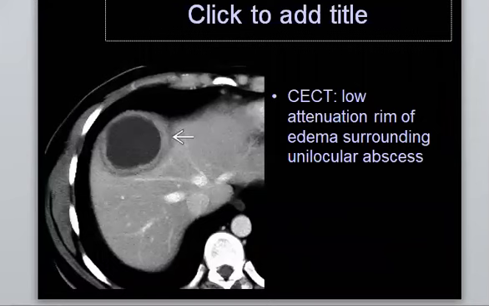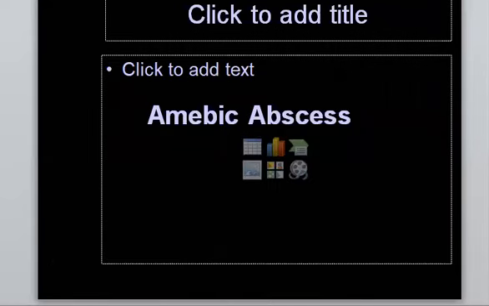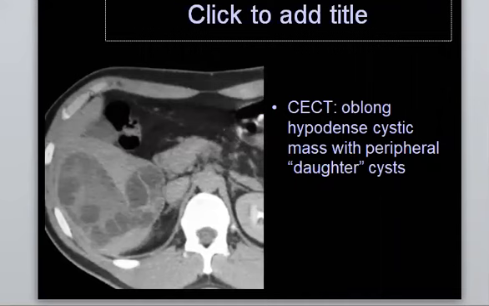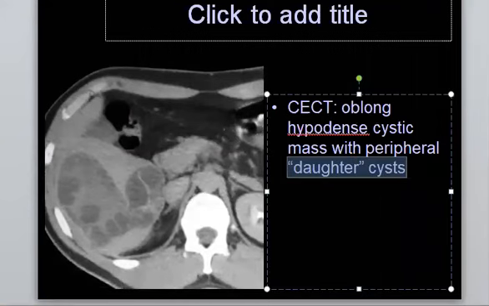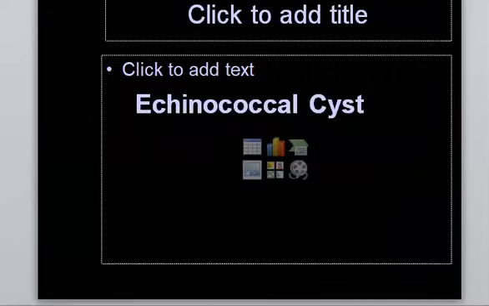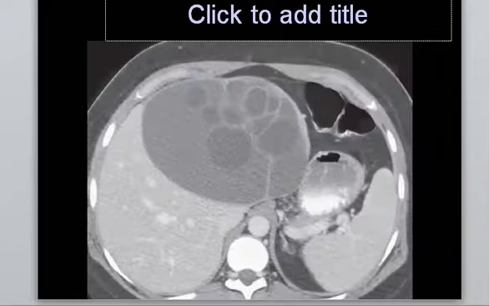So this one should be the amoebic one, and this one should be the hydatid with the daughter cyst, right? Perfect. So this is what's called echinococcal cyst.